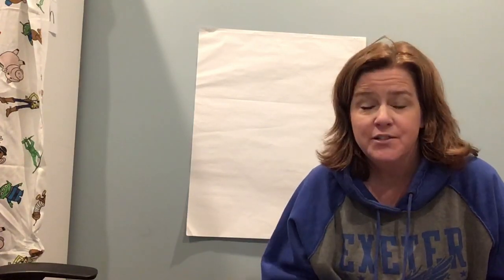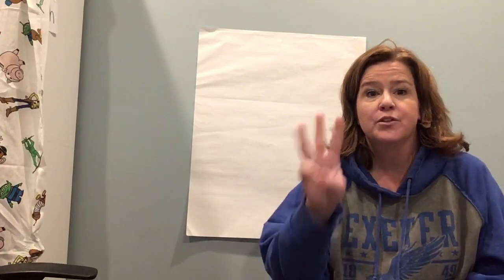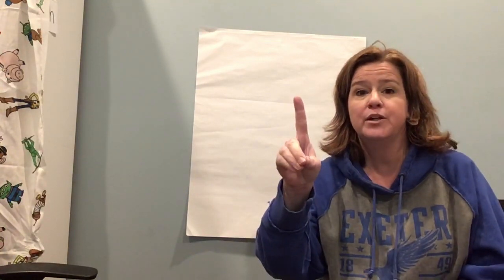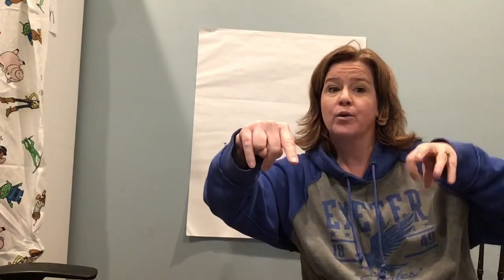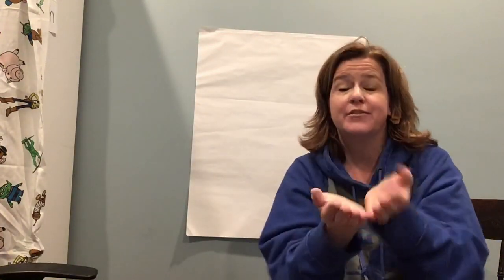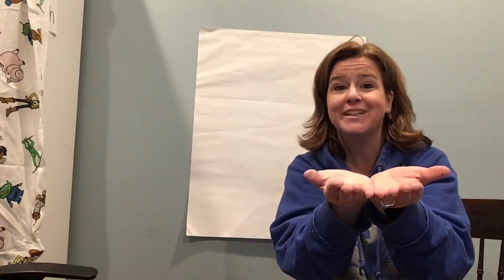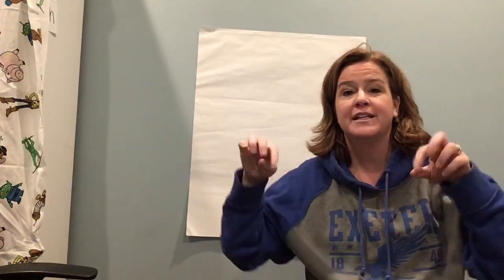So when we retell a story, we want to do three things. Number one, we want to know who the characters are. What are characters? Characters are the people or the animals that are in a story. So let's do that together. Ready? Characters are the people or animals in a story. Absolutely. So we want to see if we can find the characters, and we also want to do the setting.